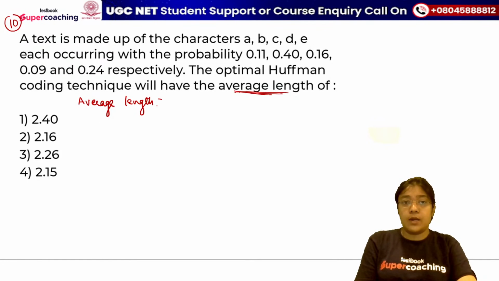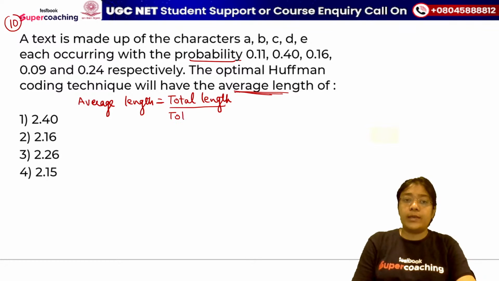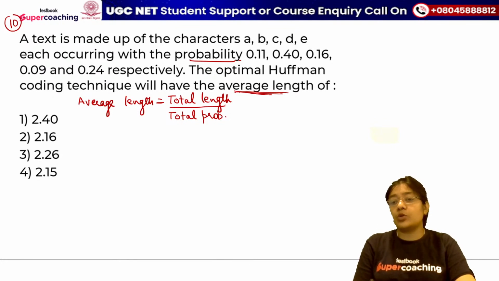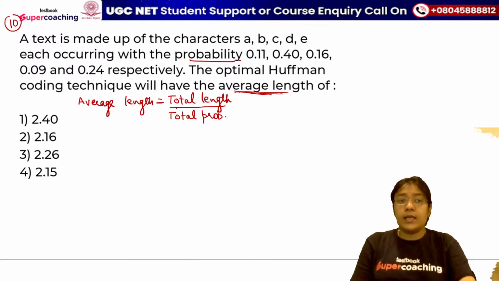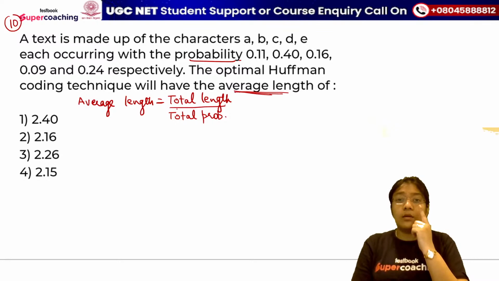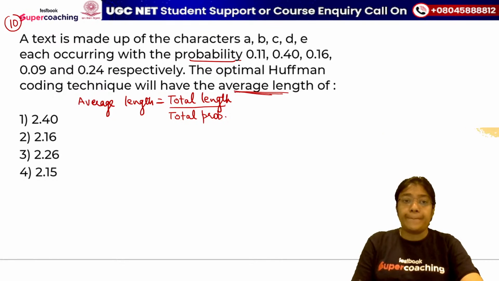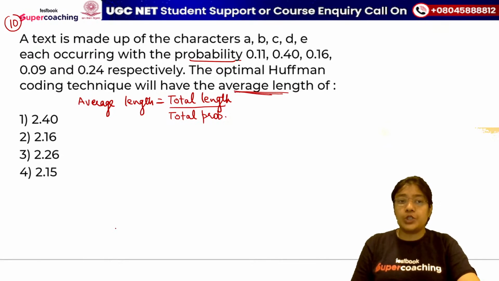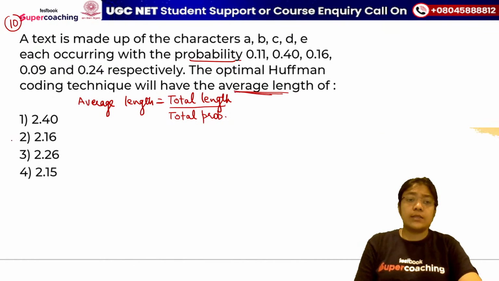is nothing but total length, whatever the total length will be, divided by total. Here the probability is given to you, so we will be taking the total probability, and we know that total probability is always 1. When you divide any number by 1, you will be getting the answer as the number itself. So I guess we had solved this question in the master class. Option 2. Yes, that's the right answer.